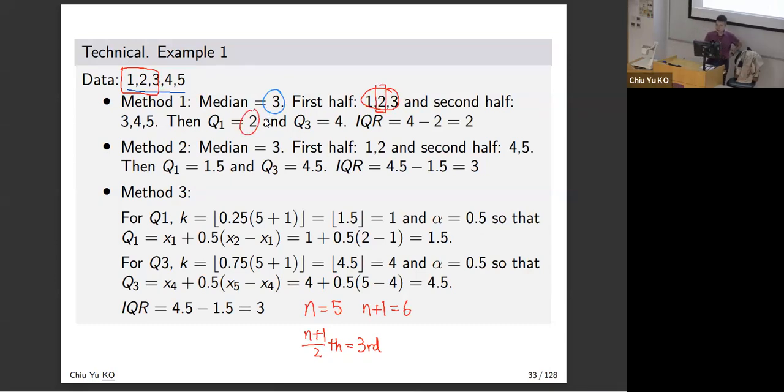And I use green to mark the second half, right? In the second half, you have 3, 4, 5. The middle guy is exactly 4. So Q3 is actually 4, okay? Because with 3, 4, 5, the middle guy, the median, is exactly 4. So the IQR is just Q3 minus Q1, which is 2. Is that clear for this one? Is there any question? I think it's very straightforward, okay?